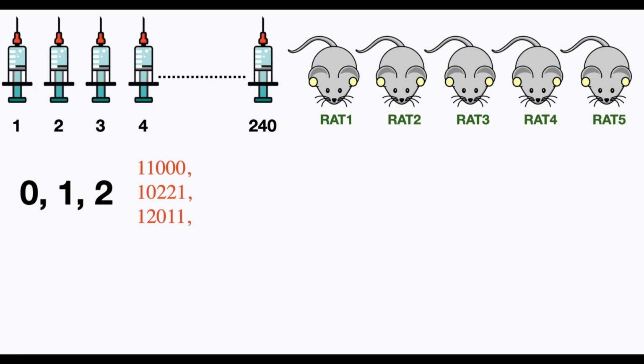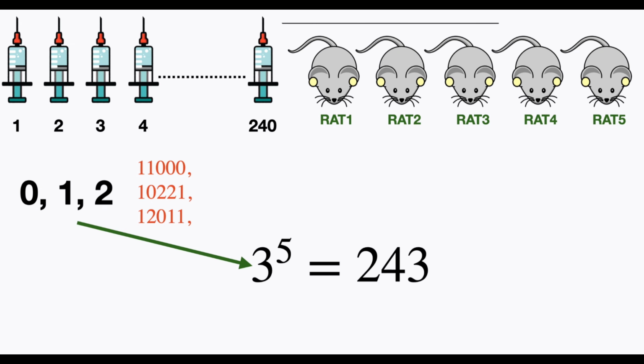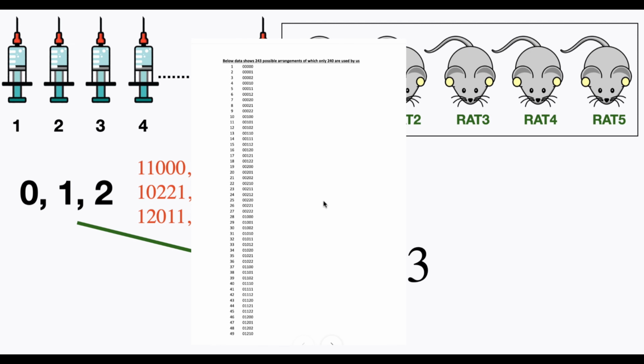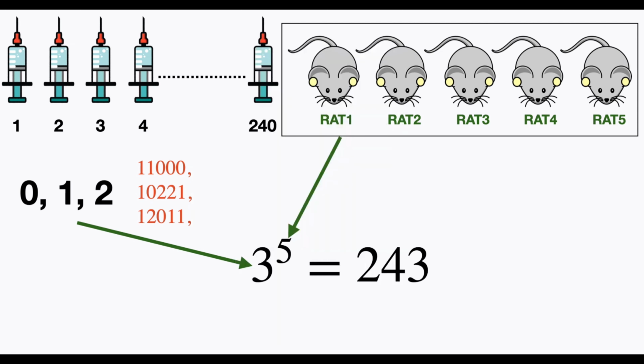You may have the question, why 5 digits and why only 0, 1 and 2? This is because using the 3 numbers 0, 1 and 2 as 5-digit numbers, we have 3 power 5, which is equal to 243 unique ways of arranging the numbers. As we are left with 240 injections, this would give us enough ways of labeling each of them. Here is the data which shows 243 possible arrangements, of which only 240 we are going to use. So far we have labeled them.